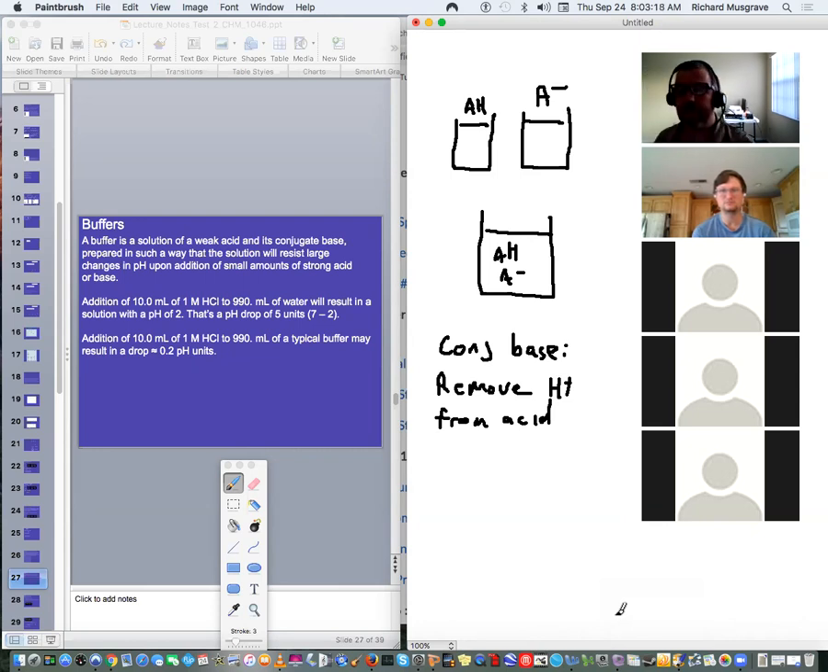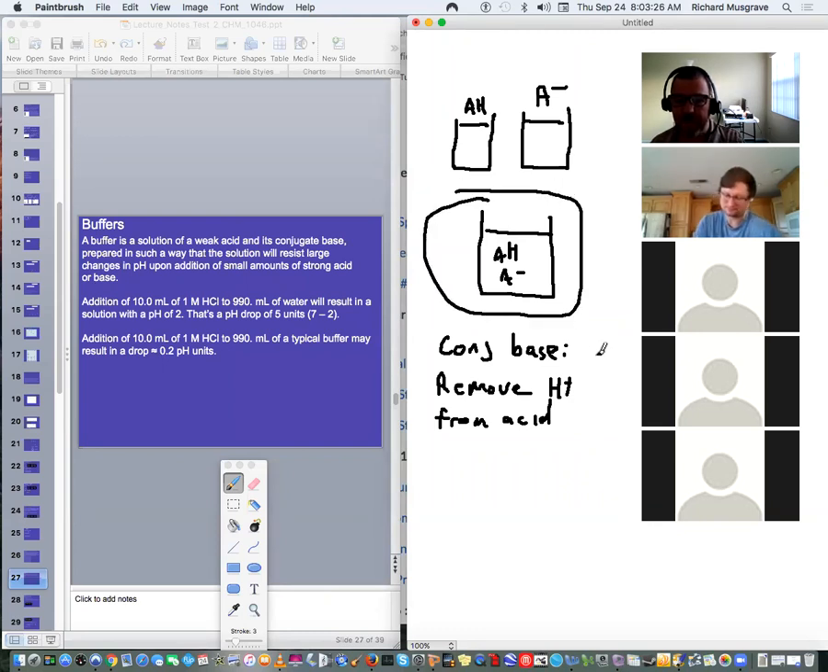All right. And that's our buffer right there, that mixture of AH and A-. And it says here, prepared in such a way, the solution will resist large changes in pH upon addition of small amounts of strong acid or base. Now, the rationale behind that, and I'm going to show you the two situations we're going to deal with, because this will work for both strong acid and strong base.